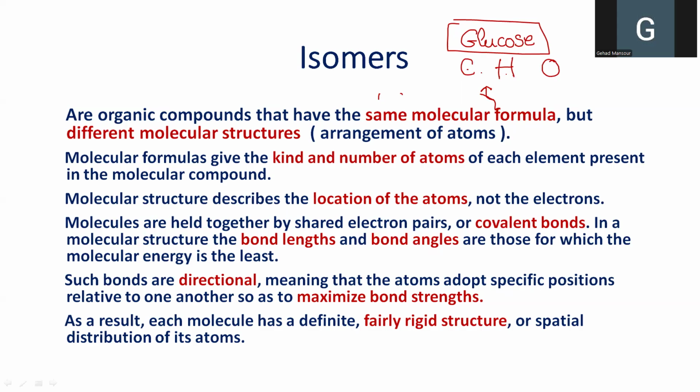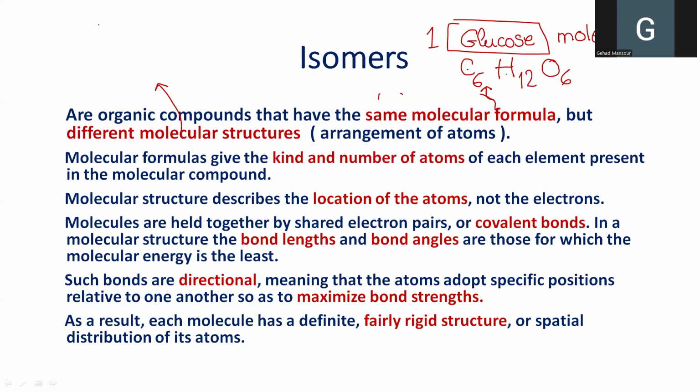So it would tell me that one glucose molecule, which is already a compound, not an element, consists of 6 carbon atoms, 12 hydrogen atoms, and 6 oxygen atoms. So the chemical formula or the molecular formula of glucose is C6H12O6.